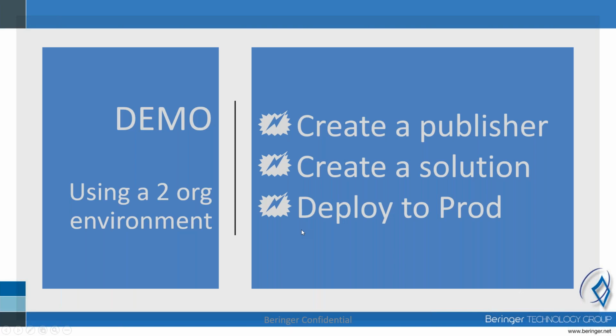Okay, so let's do a quick demo here. We're going to be using a 2-organizational environment, but I am going to point out where you would select to export something as managed versus unmanaged. So we're just going to walk through creating a publisher, creating a solution, and then deploying it to production.